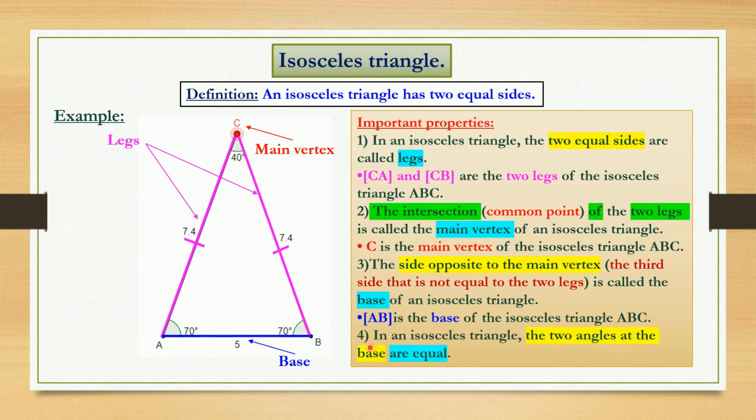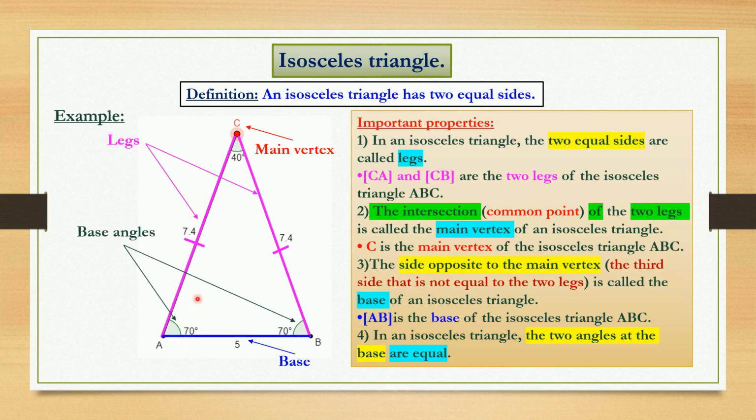Now, property number 4, in an isosceles triangle, the two angles at the base are equal. So here, the base is AB. It's a segment of extremities points A and B. The angles of vertices A and B, it means the angles CAB and CBA, are both equal to 70 degrees. So they are equal in measure. We call them the angles at the base, or also base angles.